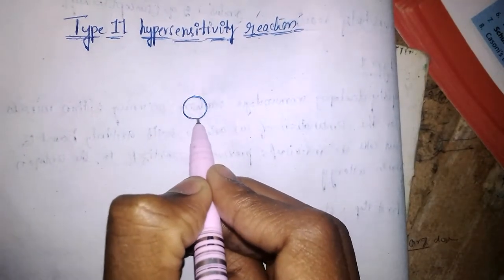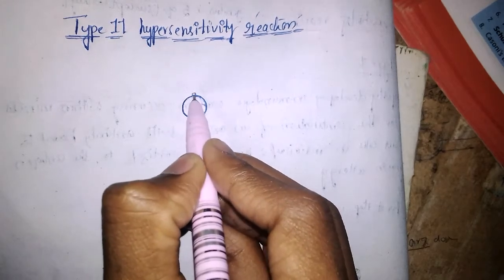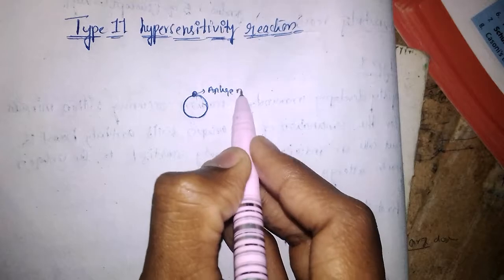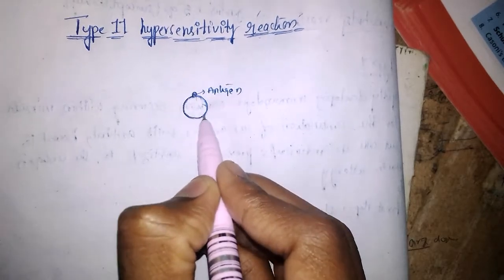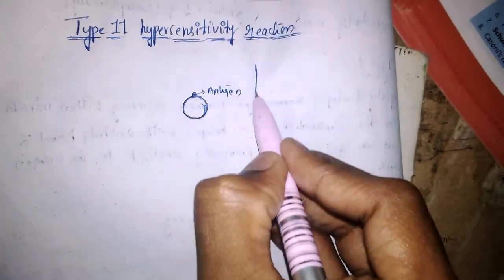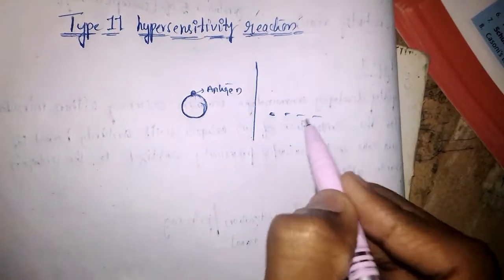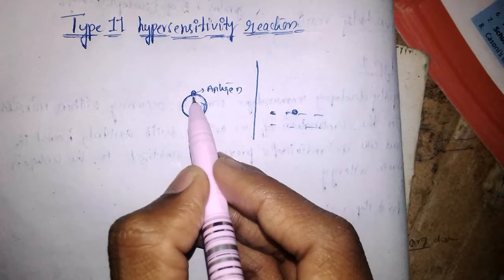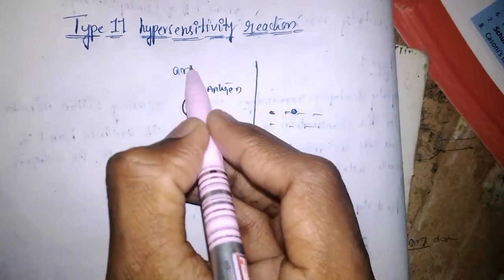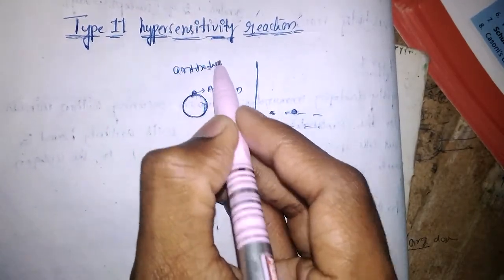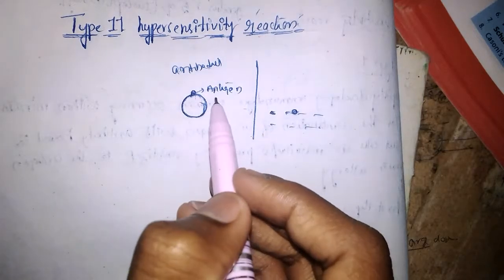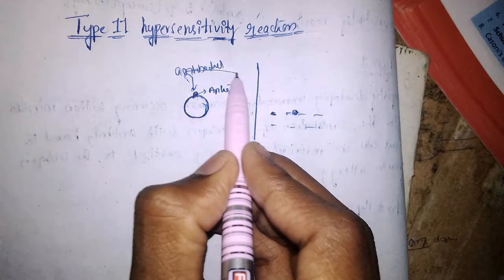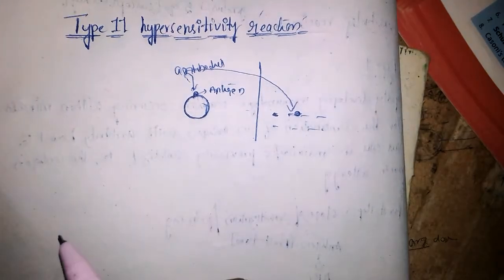These antigens are present on the surface of cells. Okay, this is the antigen. This antigen is present on the surface of the cell. Or antigens are present in the extracellular matrix. Okay, against this antigen, antibodies are formed. Antibodies are formed against the antigens that are present on the surface of cells or in the extracellular matrix.